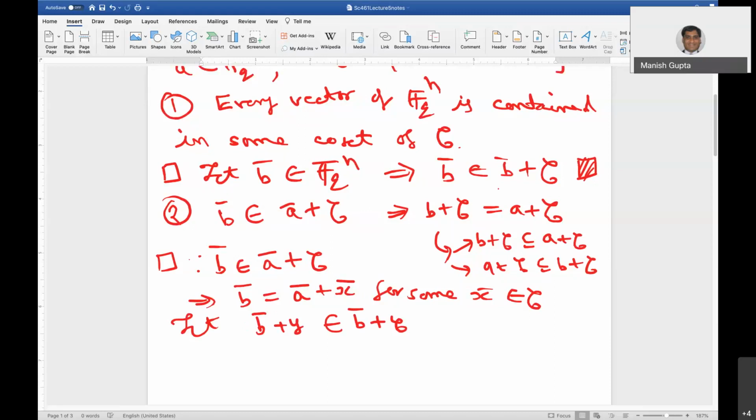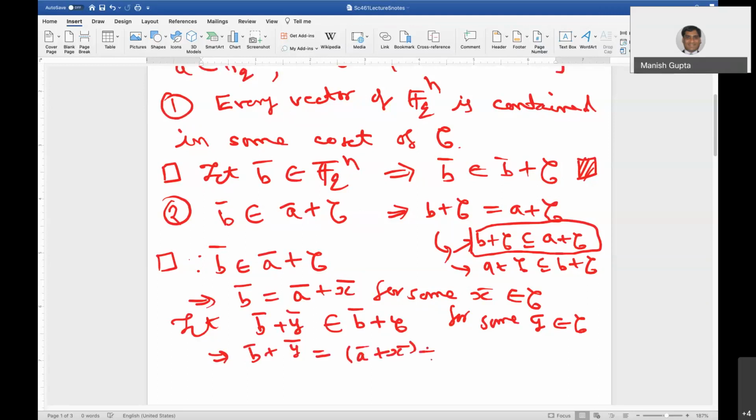I want to prove this first fact, that B plus C is a subset of A plus C. In order to show that, I take an arbitrary element of B plus C, which is b plus y, for some y in C. I'll show that it also belongs to A plus C. Now this implies that b plus y, where y is another vector, I can put the value of b, which is a plus x plus y. Now this is the same thing as a plus (x plus y).